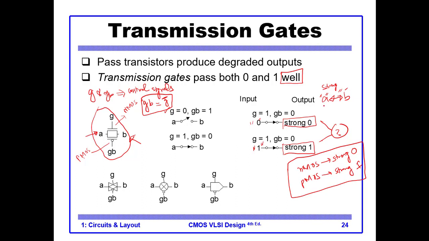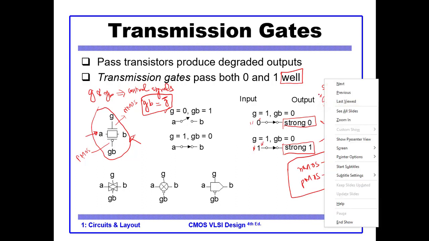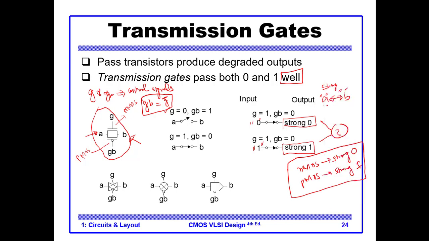If the A is 0, it is strongly connected to B. If the A is 1, it is strongly connected to B because there is no degradation across the transistor.